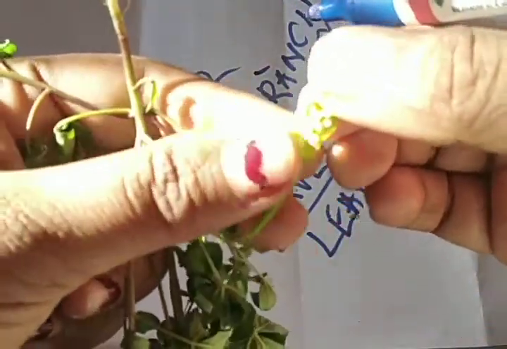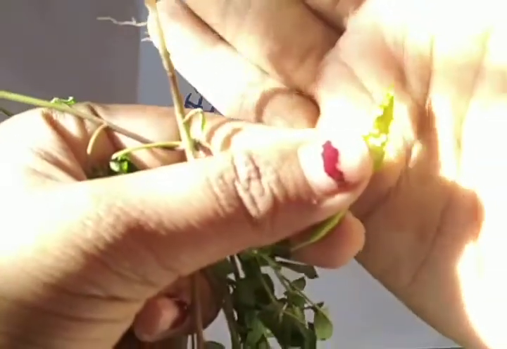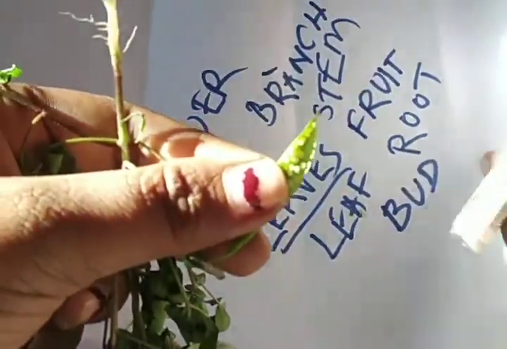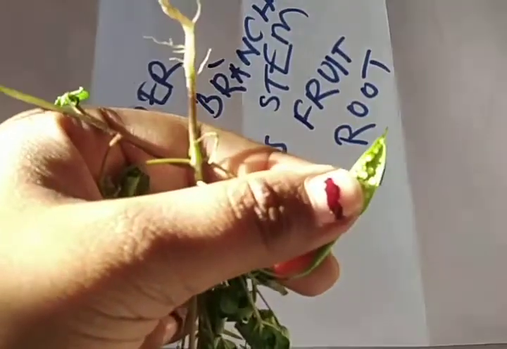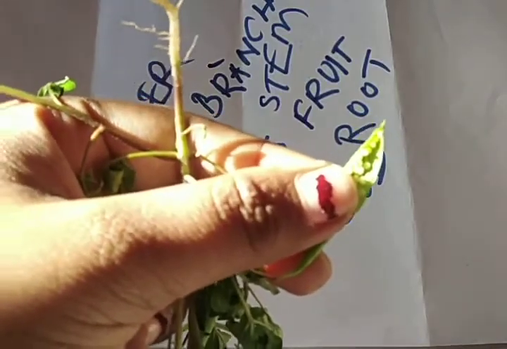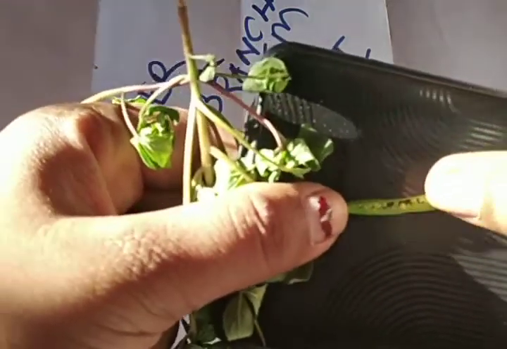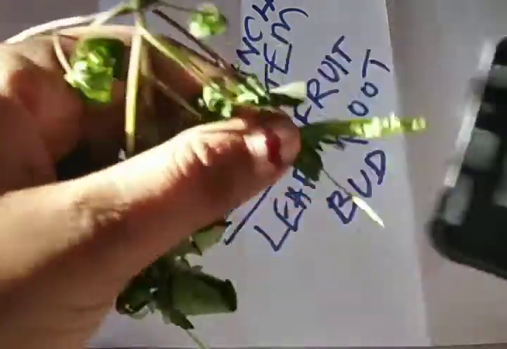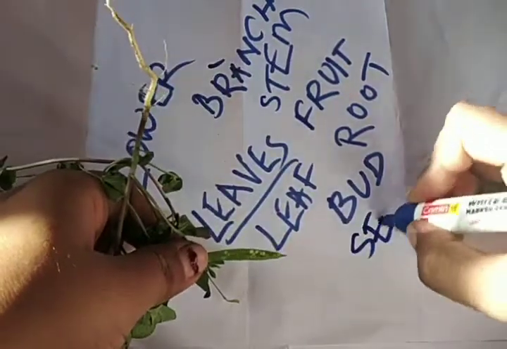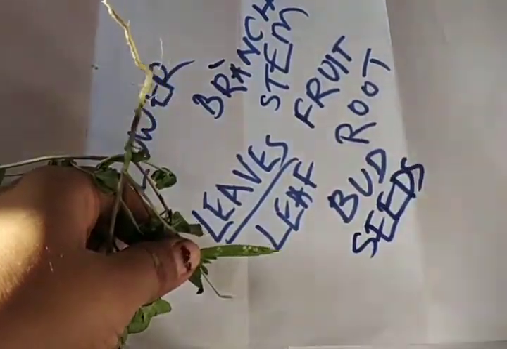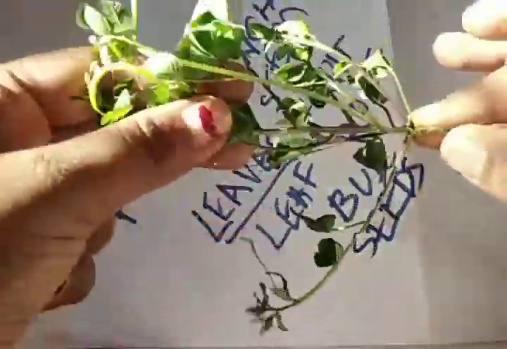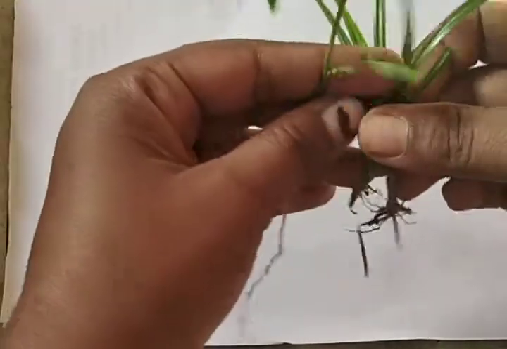If they fully mature, okay, look at here, you can see the seed. Here, look here, seeds are here. Okay, so these are the parts of plants we are seeing in a small plant. Okay. Then first we'll see root.